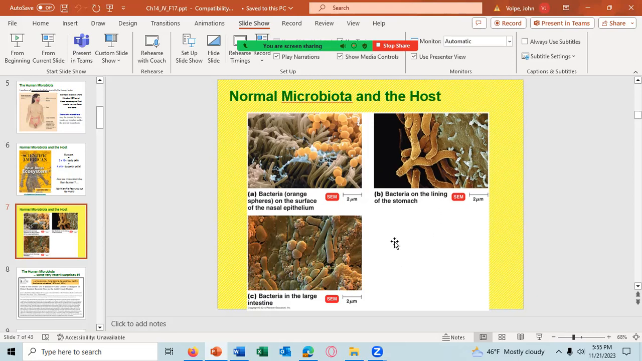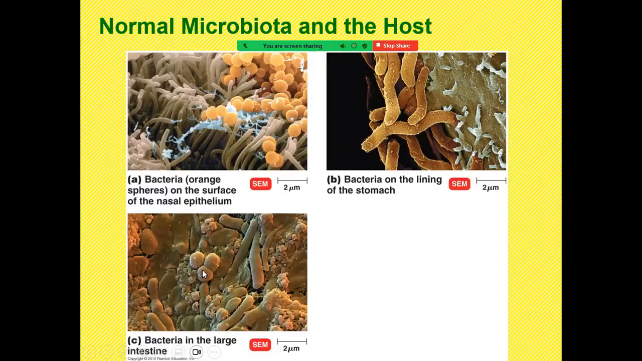Here we have normal microbiota in the intestine, and you can see lots of different cells. That one almost looks like a cocci. That one is a coccobacillus. That one's a coccobacillus. That's a real short bacillus. That's a long bacillus. And that is food that's being digested. Any question about any of that?